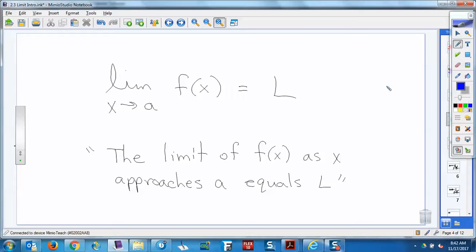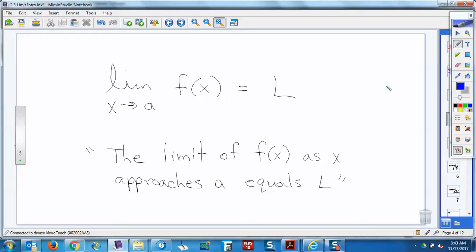The answer you get is really what the outputs of the function are getting close to as x approaches some input, okay? And that is what we call our L. So, yes, theoretically, you can say you never really get there. But by our definition, and this isn't really a formal definition, it's just the language, we're going to say the answer to a limit problem is this number that we're getting closer and closer to. That's what we mean by the limit.